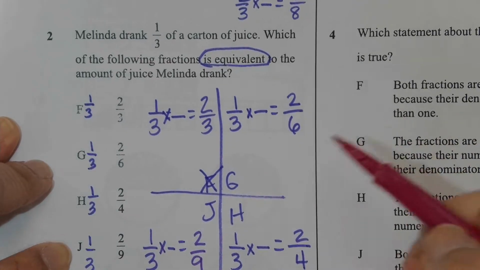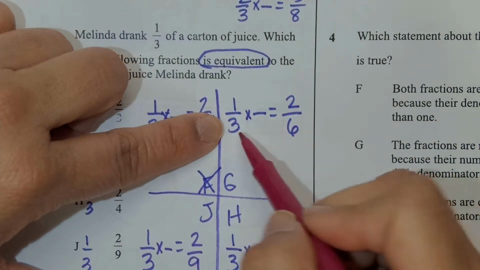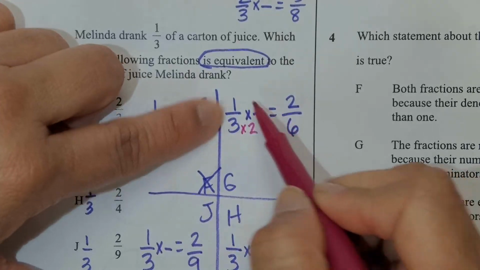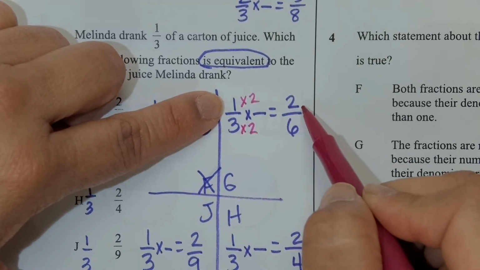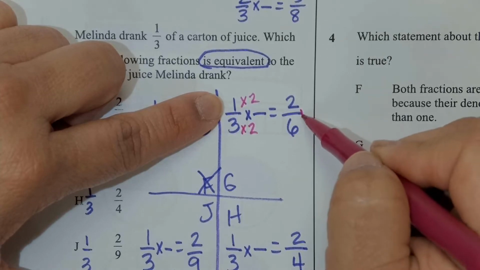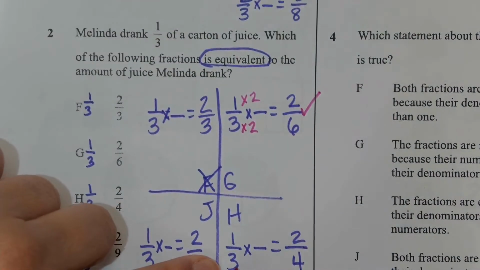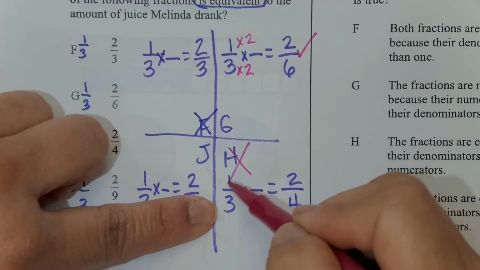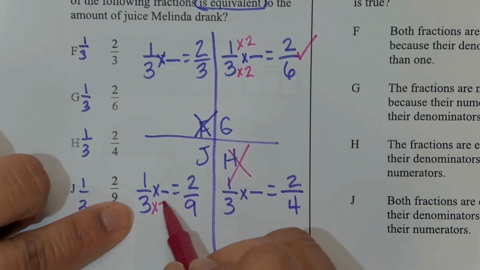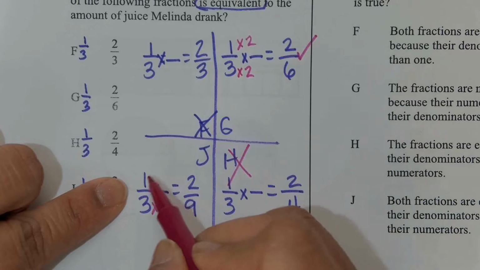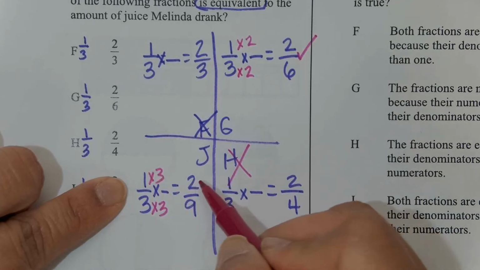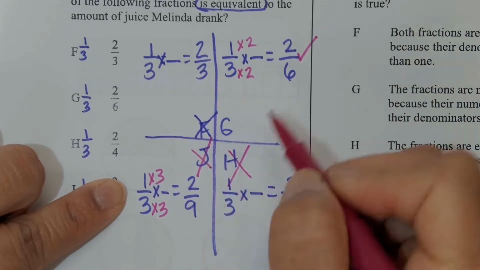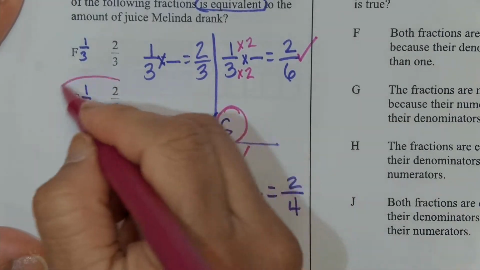Okay, so let's go and check this one. So 3 times what? Well, 3 times 2 equals 6. 1 times 2 equals 2. So there we have it. Let's just double check. Well, 3 times what equals 4? We can't. H is out. J, well, 3 times 3 equals 9, but 1 times 3 equals 3, and this is a 2, so J is not equivalent. My answer is G.